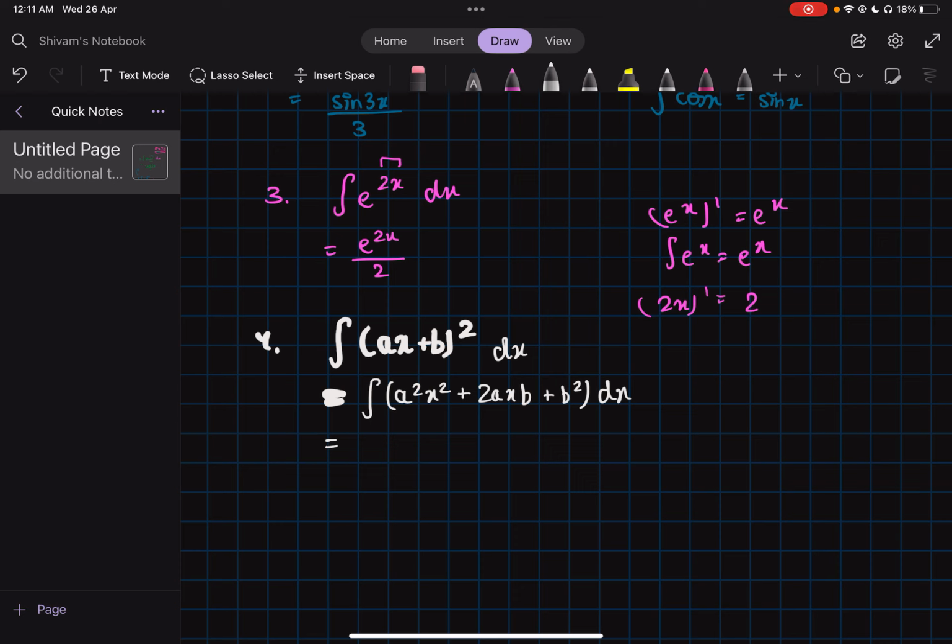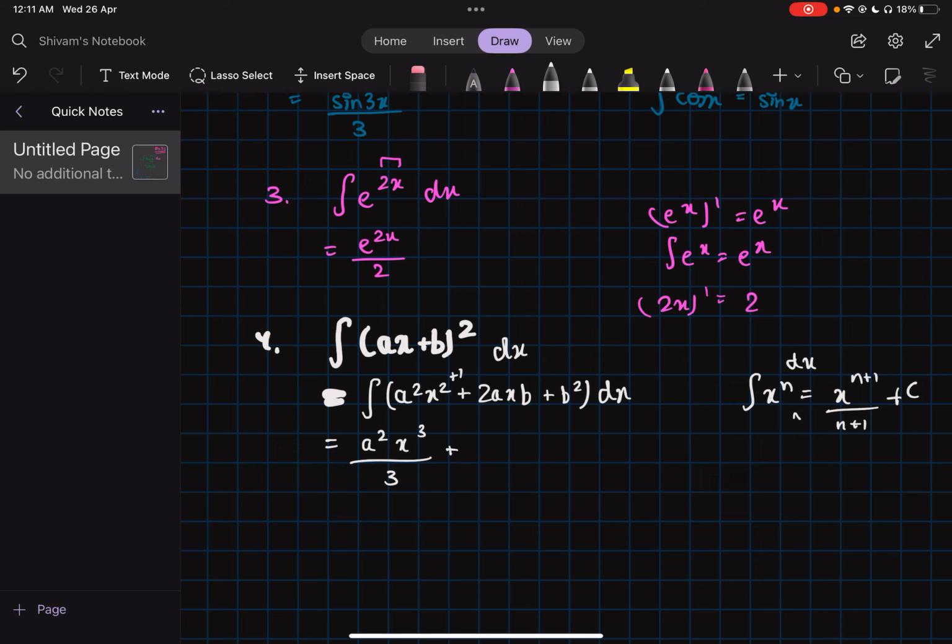Now we're gonna use the power rule. I hope you know what the power rule is. I'm just gonna write it here, with respect to x. So I'm gonna use the power rule separately for each of these terms. We know that a square is a constant, so that's gonna stay as it is. And then for the x squared, you're gonna want to use the power rule. So x, then you add 1 to the power, so it goes to 3, and then you divide by the new power, so 3.